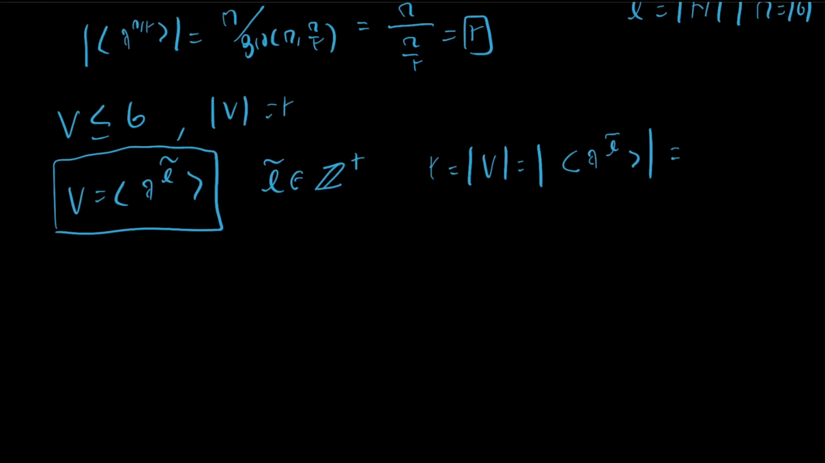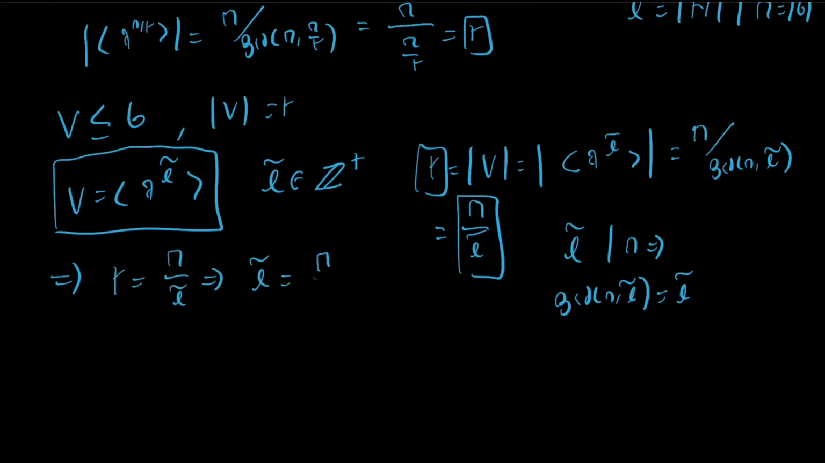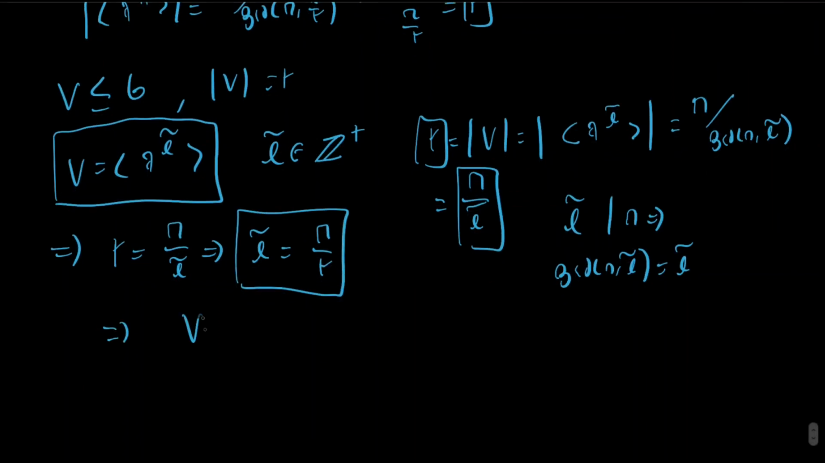But we know that we have an expression for this order, and this is n over the GCD of n and L tilde. But recall that L tilde is a divisor of n, and from this it follows that the GCD of n and L tilde is just L tilde, and so this expression becomes n over L tilde. Now, looking at the right-hand side and left-hand side of this equality, by the transitive property, it follows that R is equal to n over L tilde, or in other words, L tilde is equal to n over R.